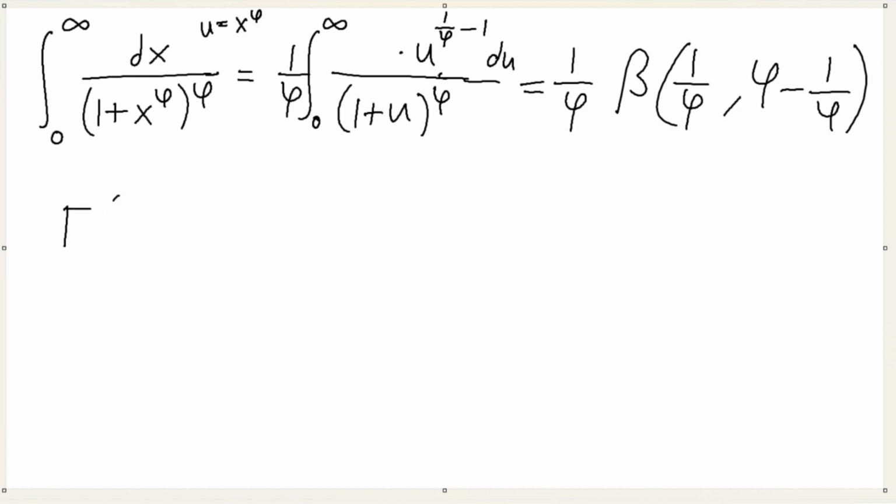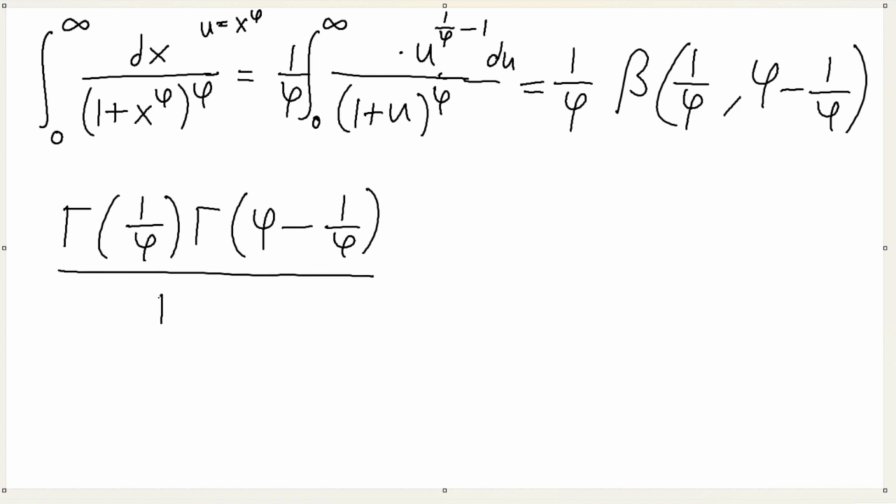This is equal to gamma of 1 over phi times gamma of 1 over phi, and if we add them together, we get gamma of phi at the bottom. Be careful, we have 1 over phi. Don't forget about that.